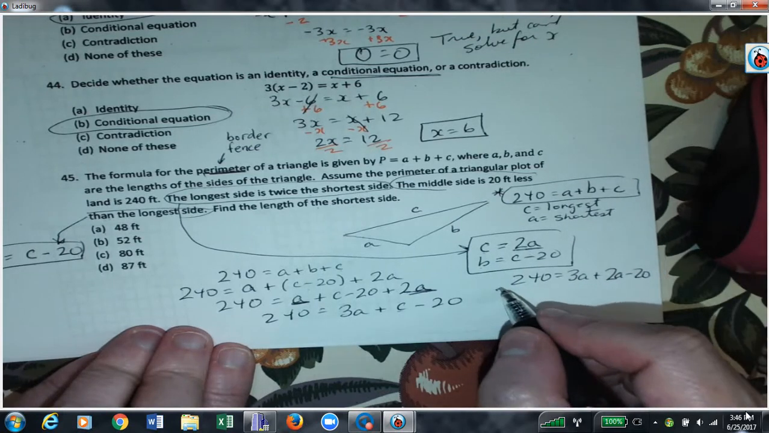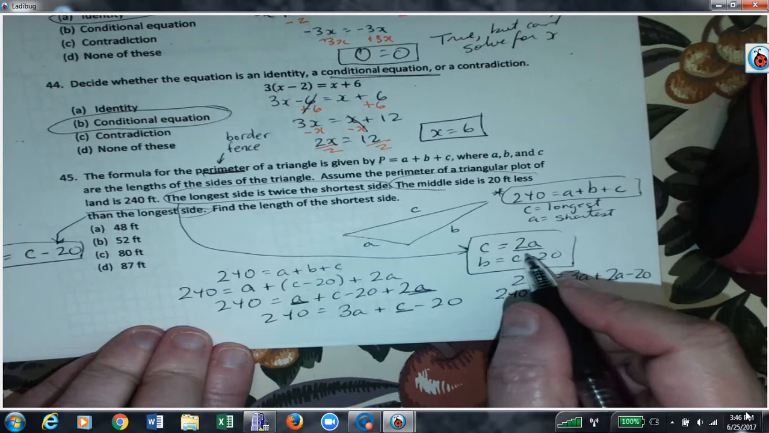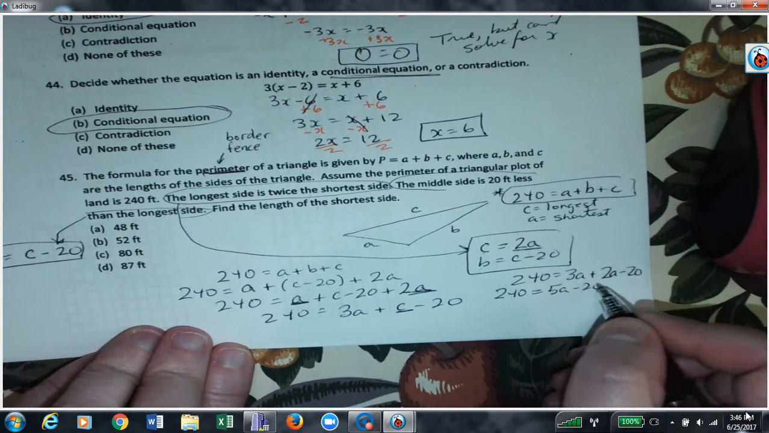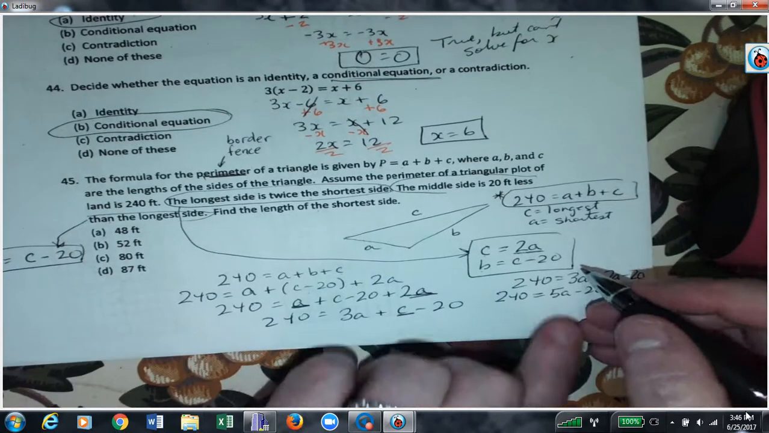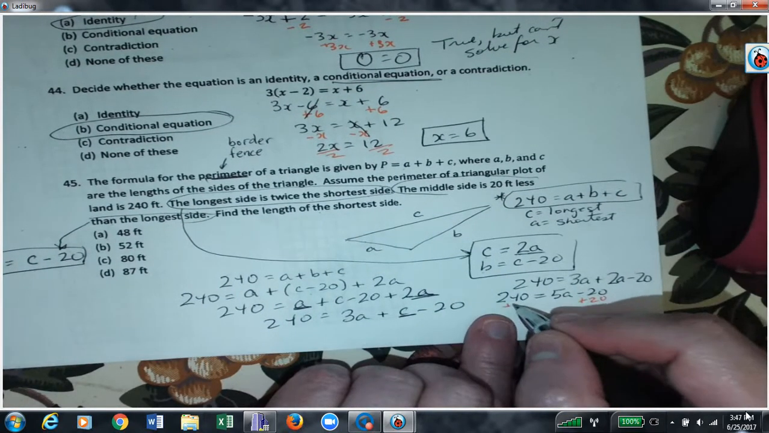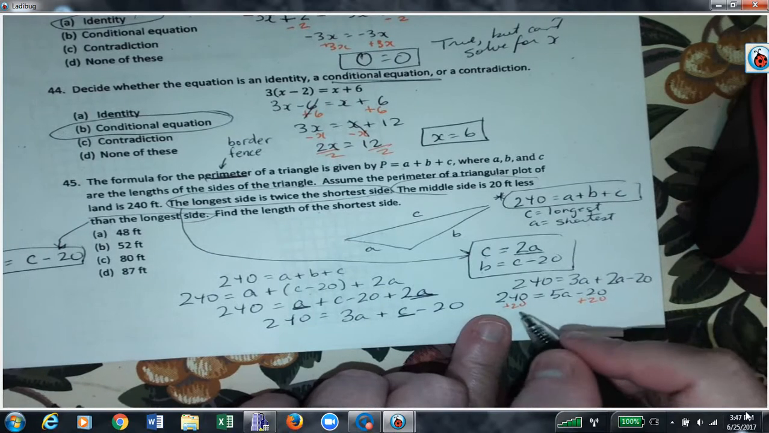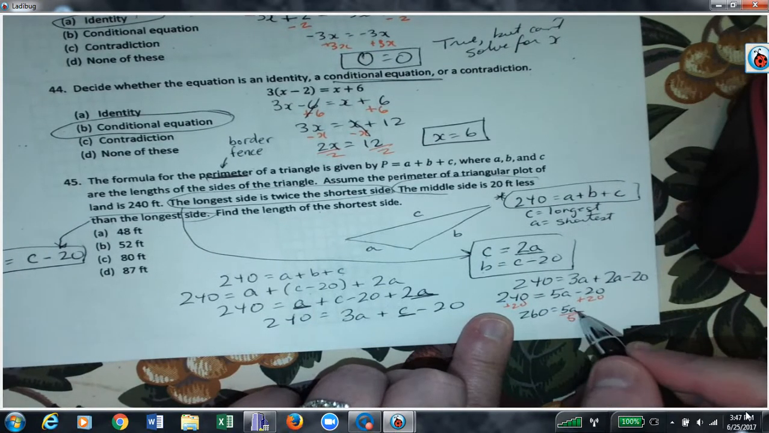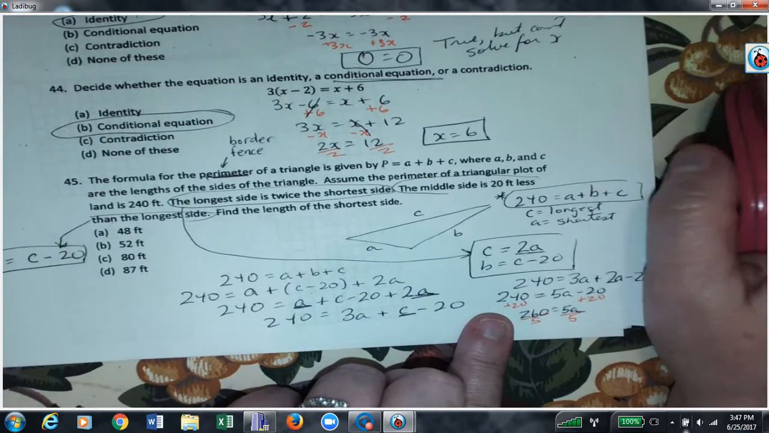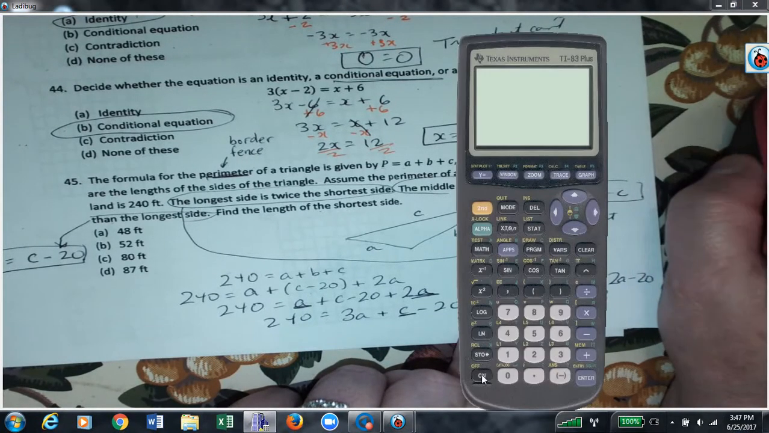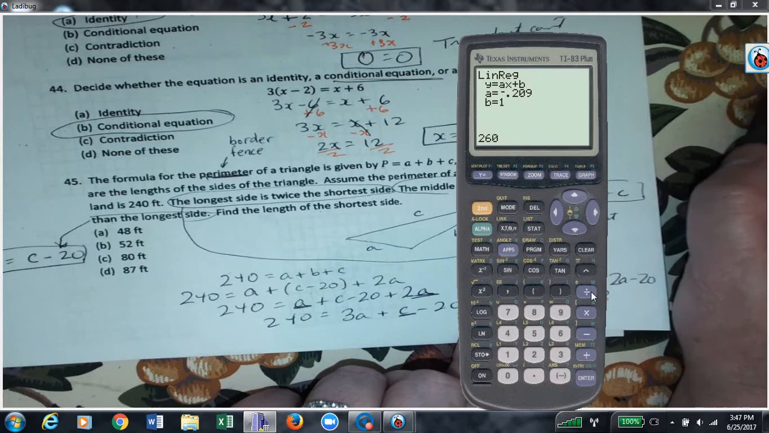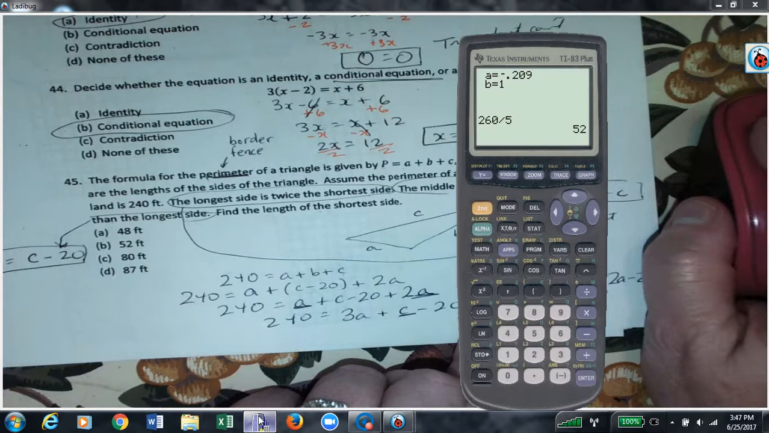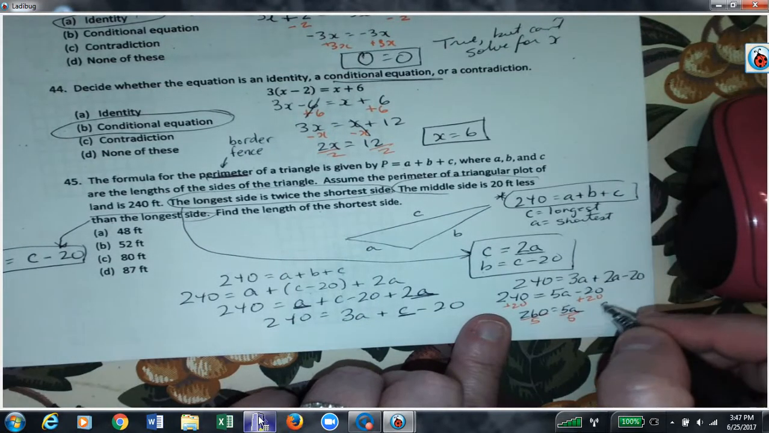Okay. So I'm going to have 240 because the c is equal to 2a. That's what I put there. 3a plus 2a is 5a minus 20. Add 20 to both sides. So I have 260 is equal to 5a. And now to find a, I divide both sides by 5. And 260 divided by 5 is 52. So a is equal to 52.